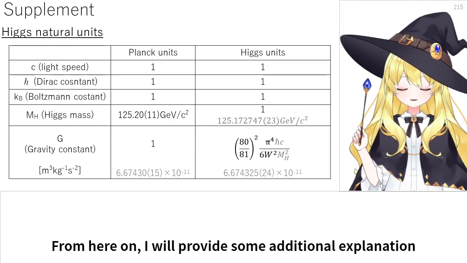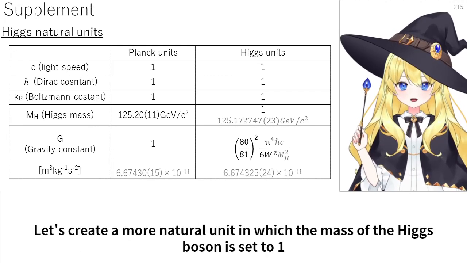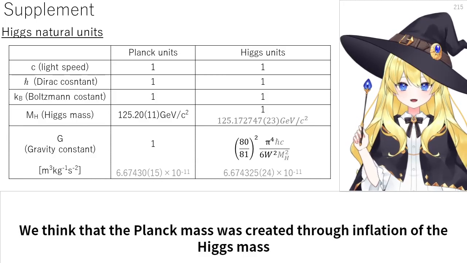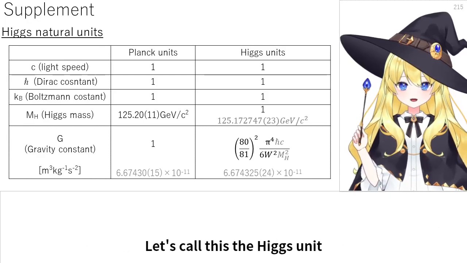From here on, I will provide some additional explanation. Speaking of natural units, there is the Planck unit. Let's create a more natural unit in which the mass of the Higgs boson is set to 1. We think that the Planck mass was created through inflation of the Higgs mass. Therefore, the Higgs mass is the original mass. Let's call this the Higgs unit.